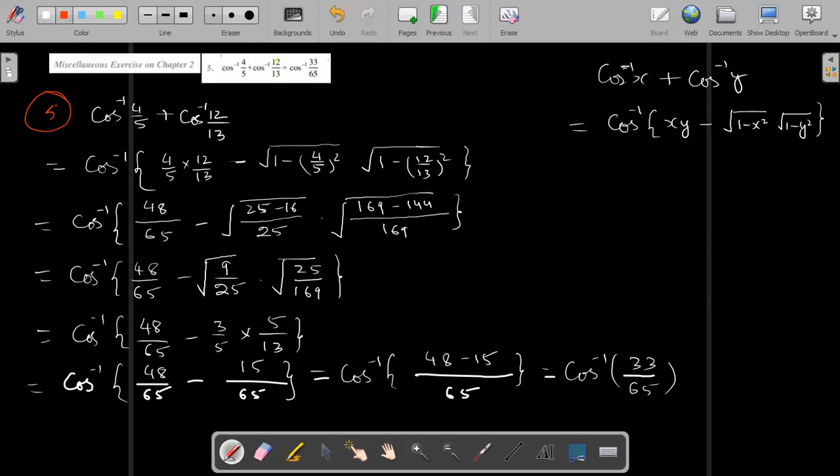What we have to bring? 33 upon 65, which is equal to right hand side, is our left hand side. So hence it is verified. Okay. So next question you will take from sine formula, but there you have to convert cos into sine, and then you can solve it.